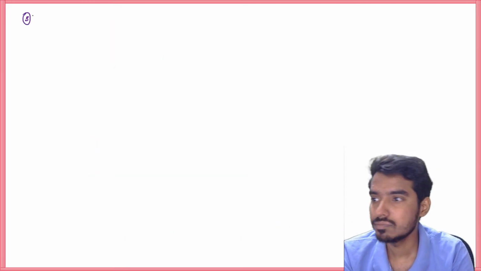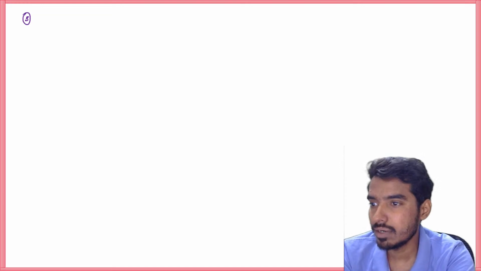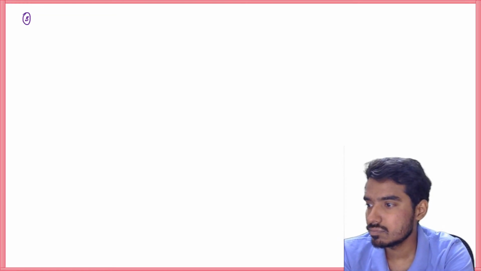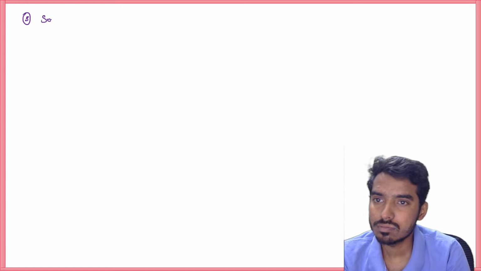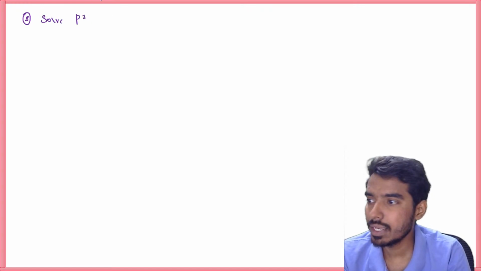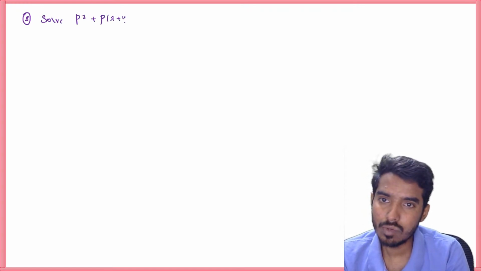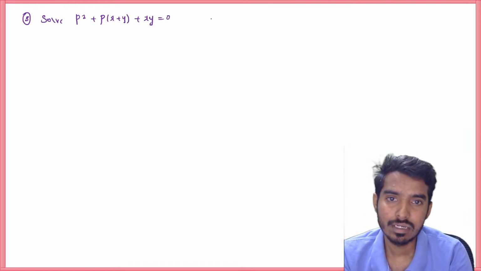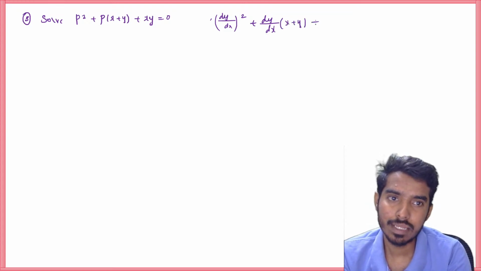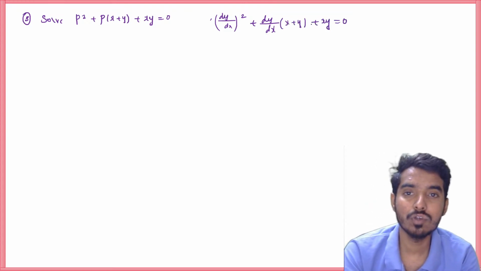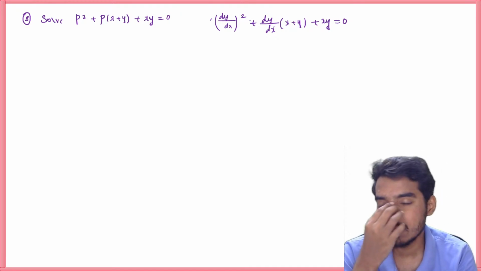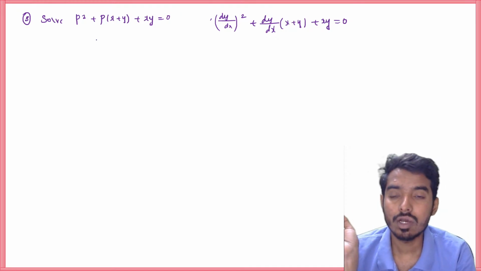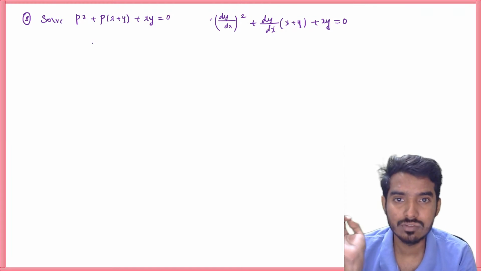On to the third problem, very simple, right? Solve p square plus p into x plus y plus xy is equal to 0. See, this equation is the same as dy by dx whole square plus dy by dx into x plus y plus xy is equal to 0, right? So don't get confused by seeing the question. Just transform. You just have to put dy by dx equal to p. Now, if it is solvable for p, then you can easily find a solution, right?